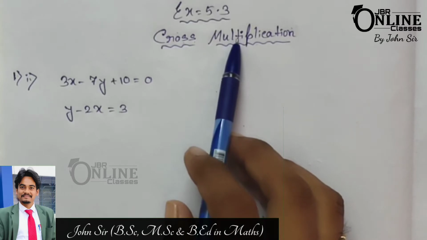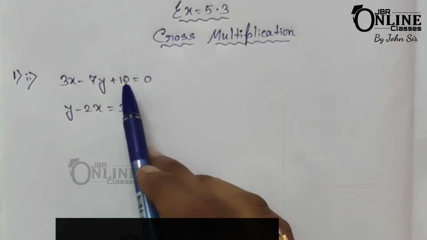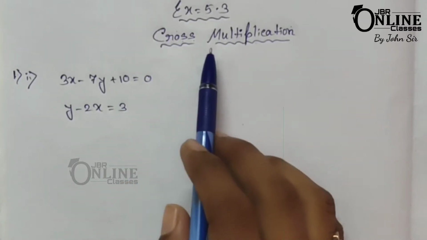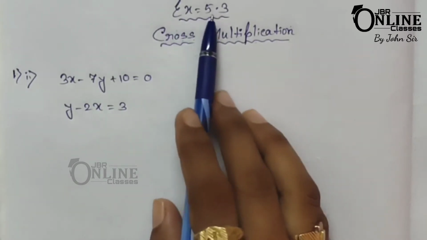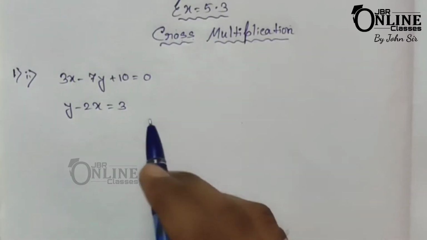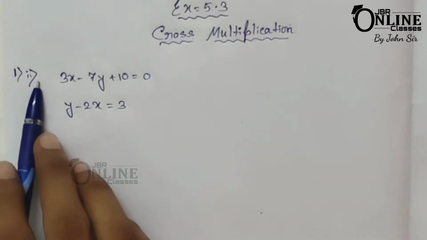Today I am going to teach the cross multiplication method, that means how to solve simultaneous linear equations by using this method. This is exercise 5.3 from the book of ML Agarwal. So here, problem number 1, 2.